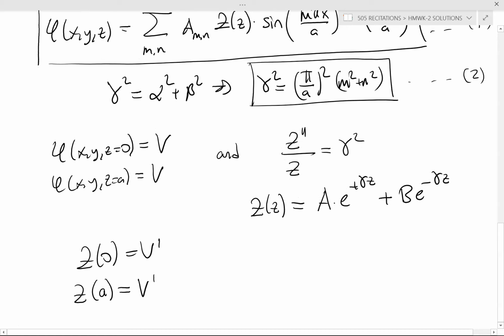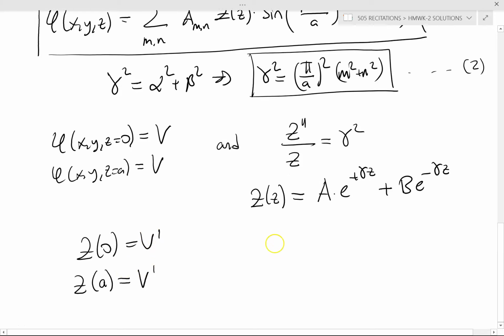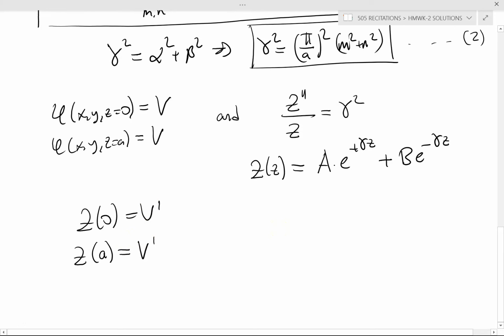We need to multiply it by some constant, so let me denote it by V prime for the moment. If you attempt to satisfy these two conditions, given the general form of the solution is in this form, the algebra is quite hard to finish. So instead of making this sort of an approach, we will be using the superposition principle.